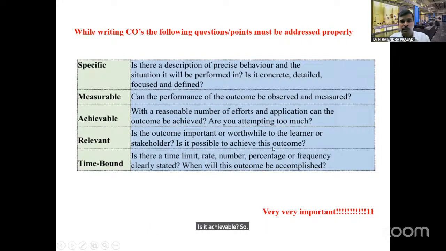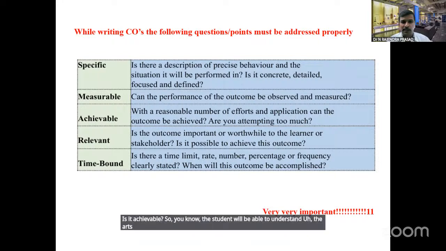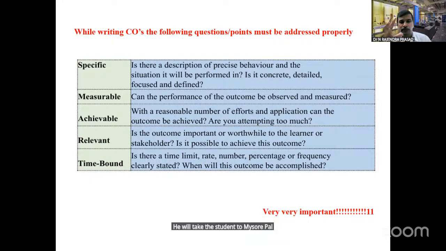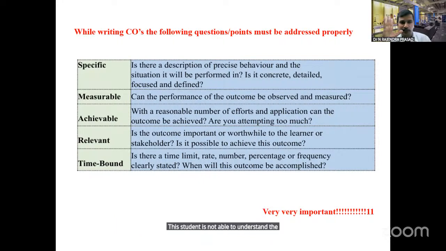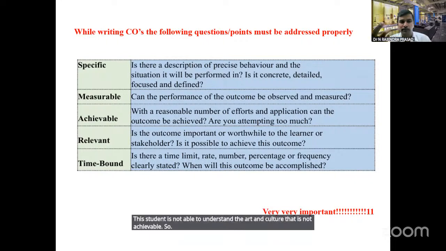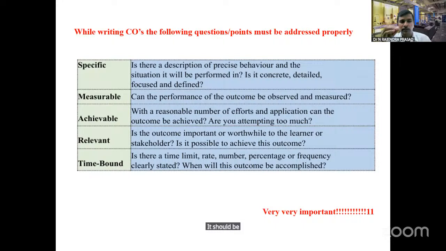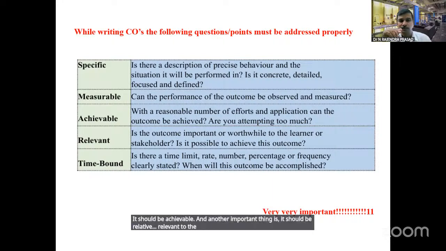Is it achievable? So, the student will be able to understand the arts and culture of Mysore Palace. This is a CO. You will take the student to Mysore Palace. He is not capable to understand that. Then why have you written that CO? The student is not able to understand the art and culture. That is not achievable. So it should be achievable.